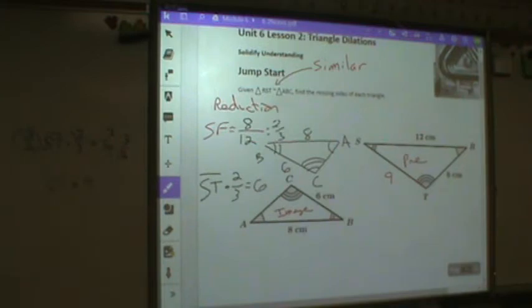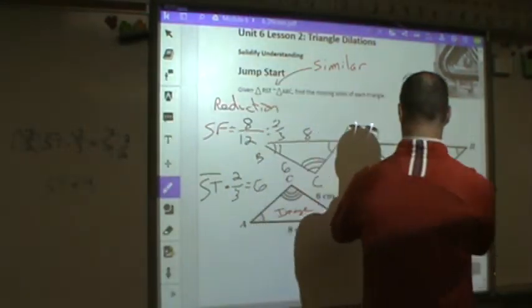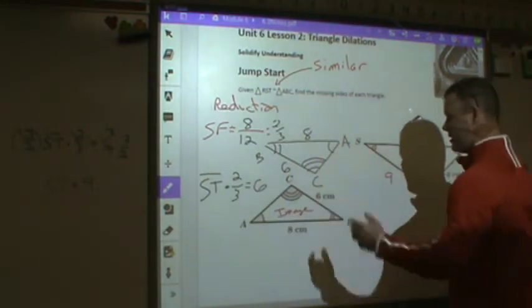In the pre-image, it was 9. It ought to be smaller in the image because the image got smaller. 9, 6, yes, it makes sense.